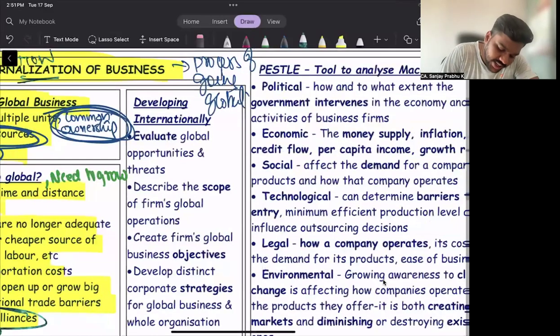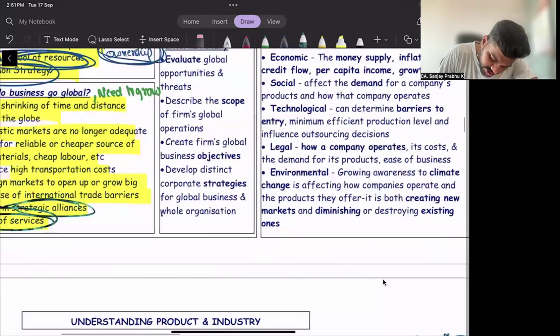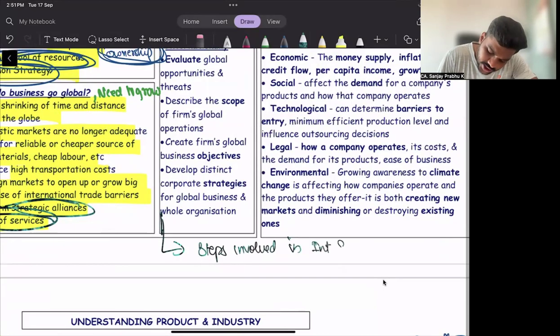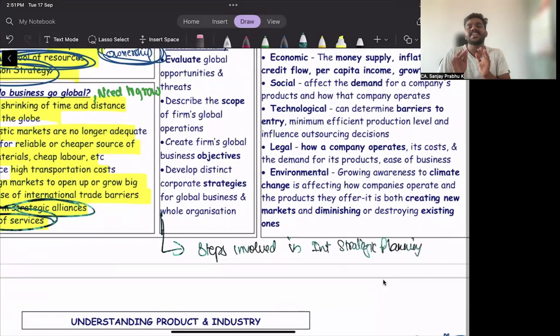International strategic planning. What are the steps involved in international strategic planning? Just like we need a strategy when we are doing business inside our domestic country, we need a strategy when we are expanding our business to different parts of the world. The strategy which we need to follow whenever we are planning to expand our business to different parts of the world is known as international strategic planning.